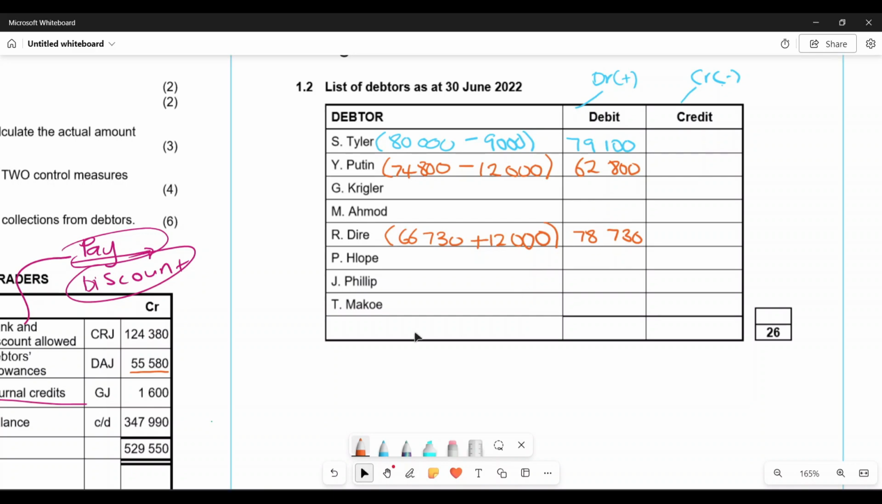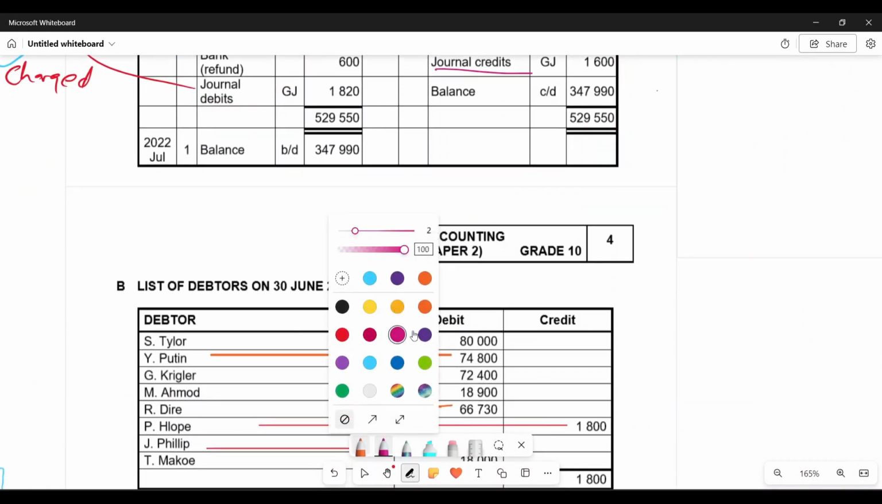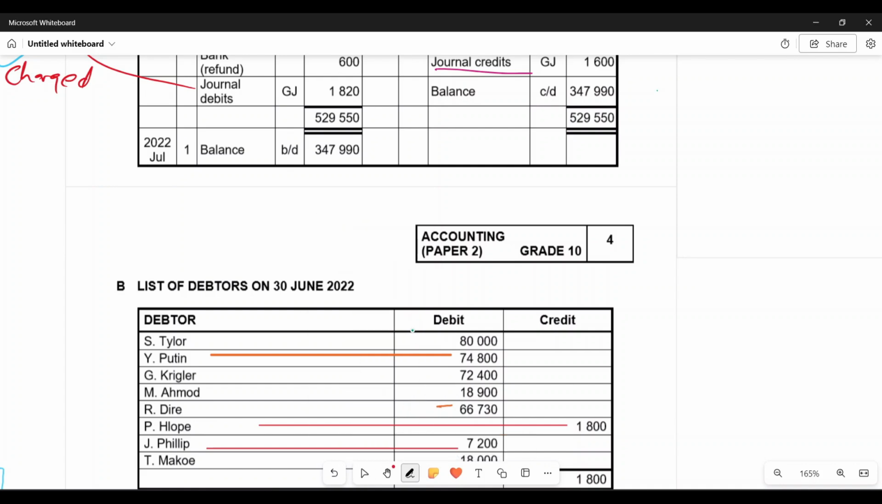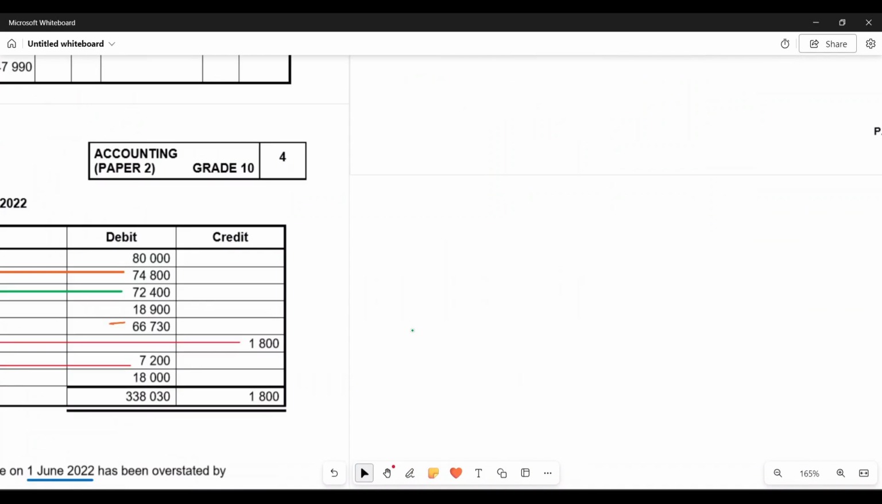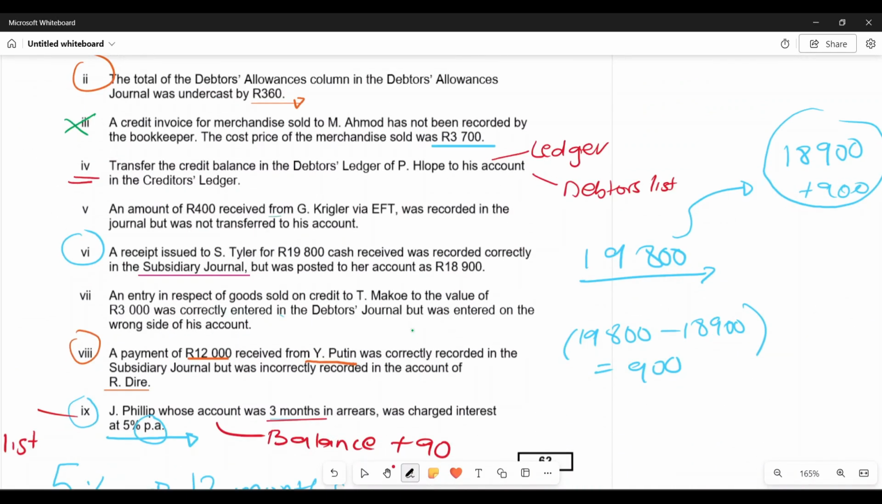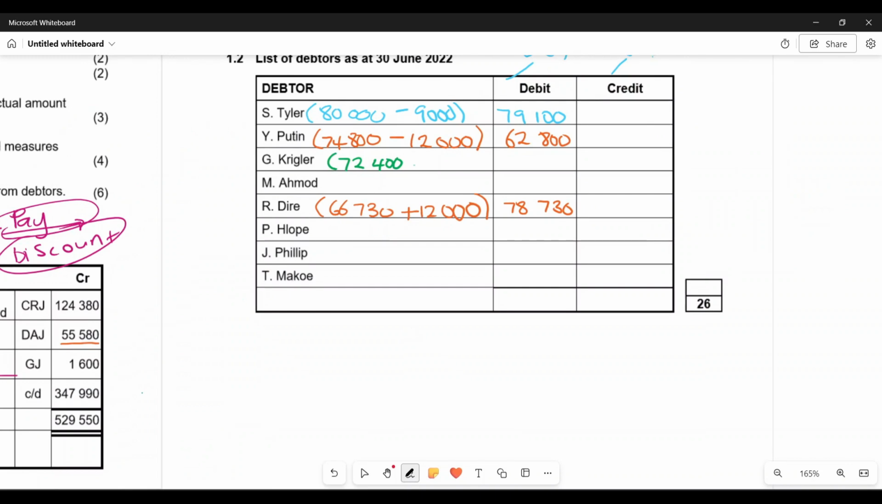Now G Kriegler. Let me see the balance I'm given with regards to G Kriegler. So here's my balance, 72,400. Now let me see if there's any transaction that relates to G Kriegler. An amount of 400 received from G Kriegler via EFT was recorded in the journal, but not transferred to his account. So we would need to subtract this payment he made of 400. As a result, the new amount that he's owing us will be 72,000.